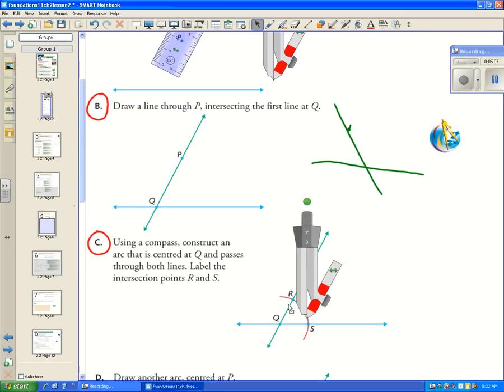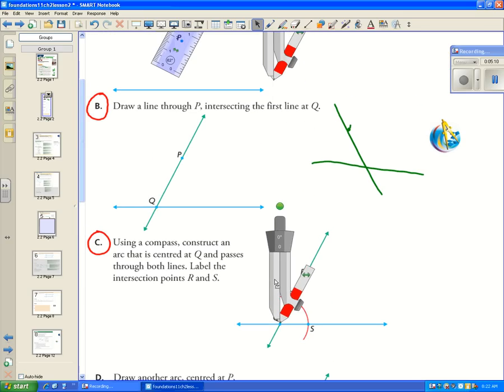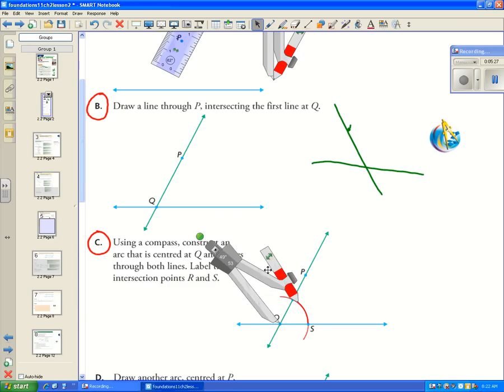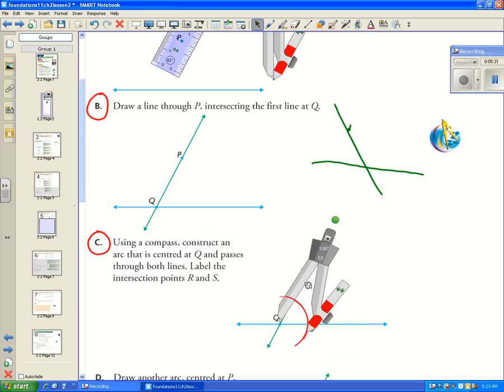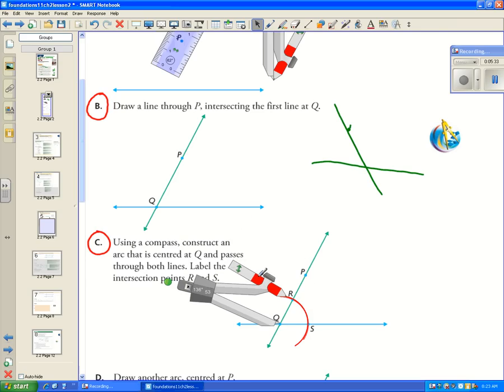Okay, so we're going to put our compass at point Q right here. I'm going to open up my compass just like that, and now I'm going to draw an arc. This arc has to go through the first line that you drew and that second line that you drew, and then we're going to label those points R and S.